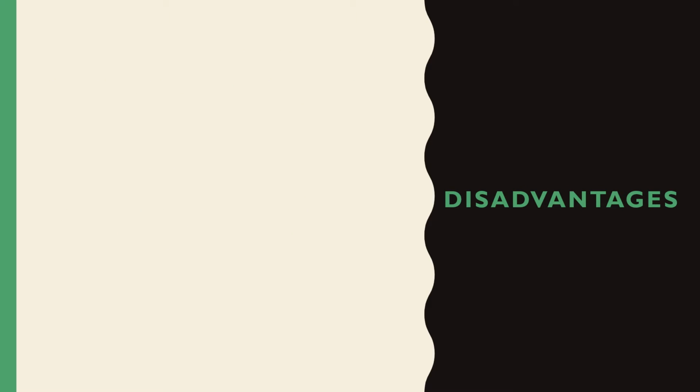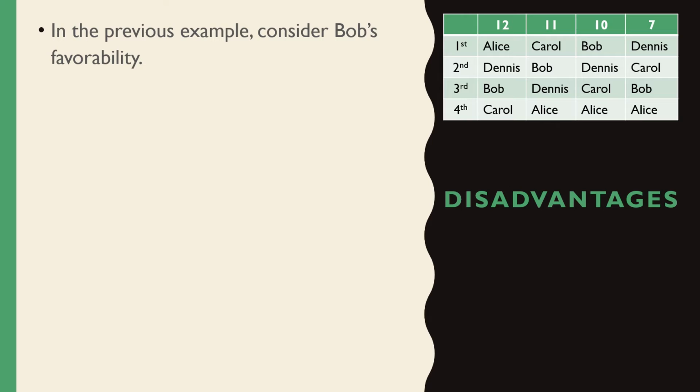So let's think about disadvantages. Let's specifically talk about Bob. Now you'll notice that in our previous example, Carol won. And had we gone with plurality, where we just say whoever has the most first place votes wins, then we would have said that Alice wins. But now let's consider this Bob guy.